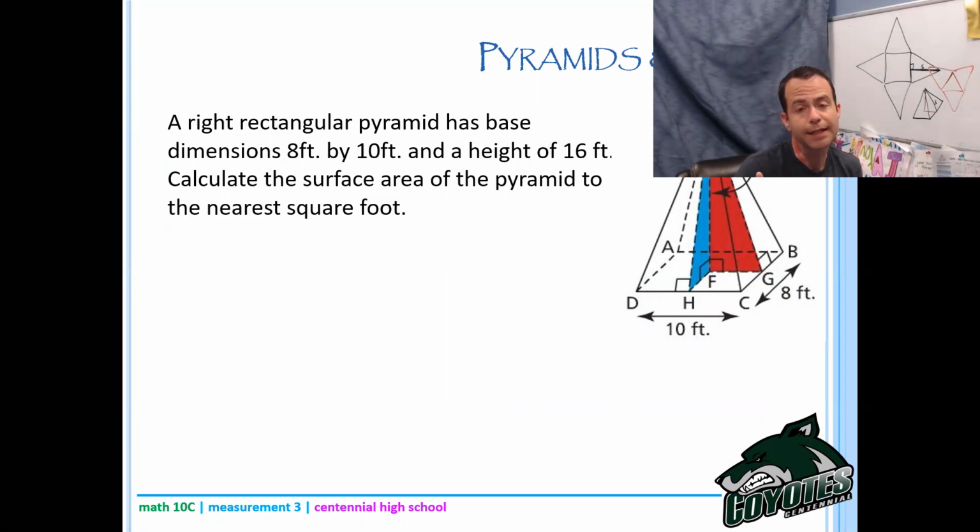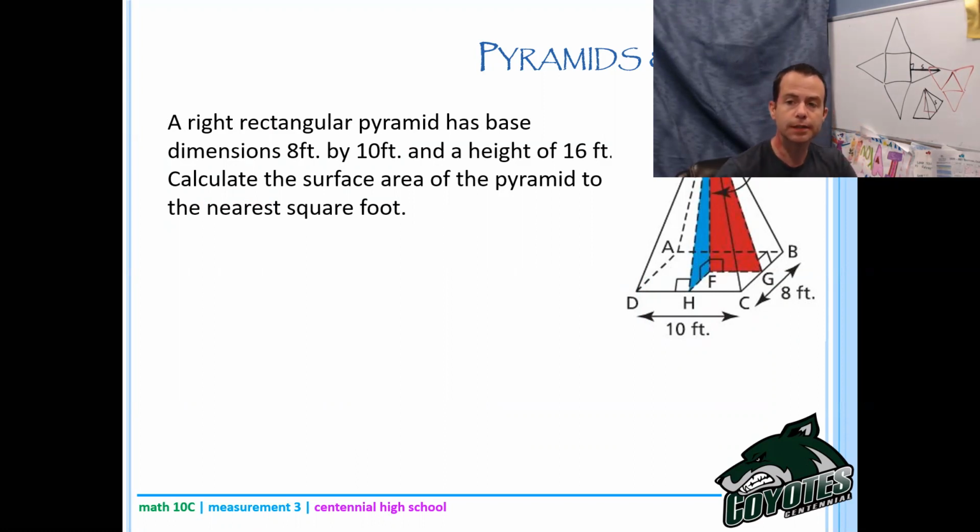And the other thing I need you to see here is that there's actually 2 different slant heights because these triangles are not the same, okay? The triangles are not the same because we don't have a square on the base. So in order to handle this, I need to actually calculate 2 different slant heights, okay?